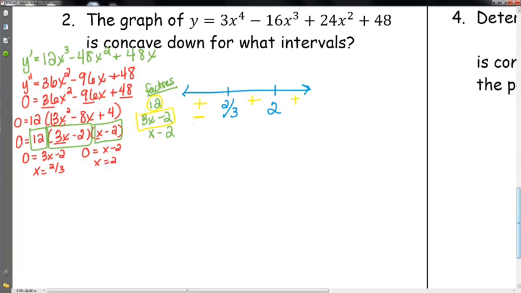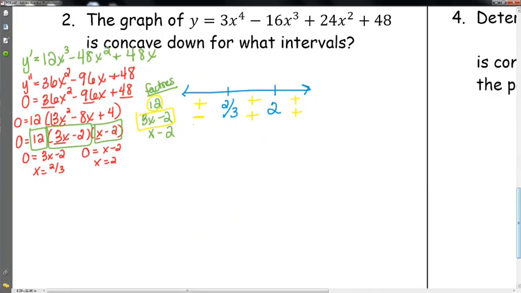Now I'm going to pick a number between 2/3 and 2. I'll go ahead and pick 1. So 3 times 1 minus 2 gives me a positive number. And then I'm just going to pick a value greater than 2. Let's say 3. 3 times 3 minus 2 also gives me a positive number.